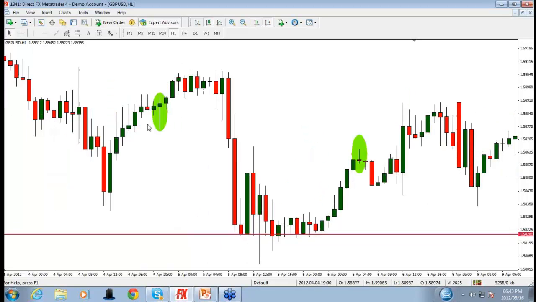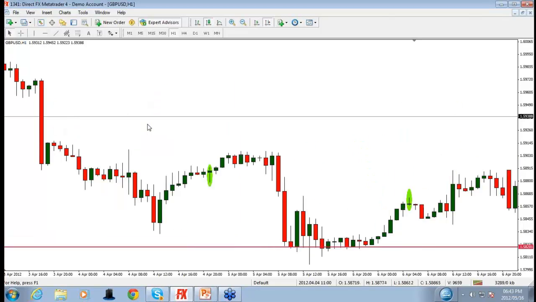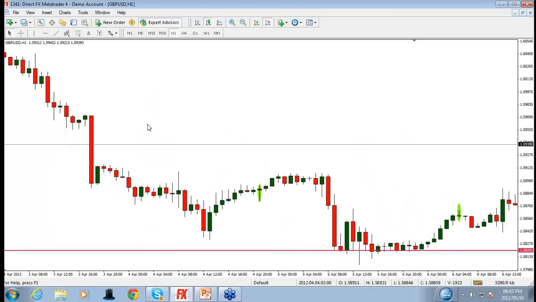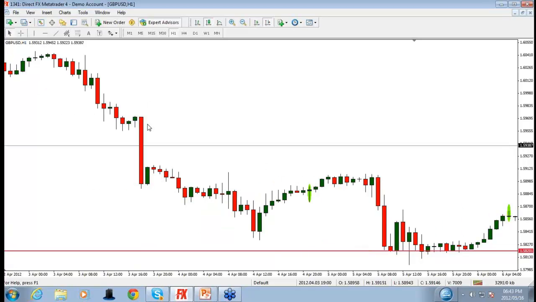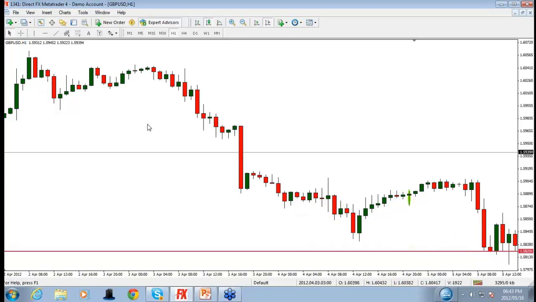So I'm just going to show you how I trade this pin bar system. The first thing that I do, usually it works in a trend. So for a downtrend, I'll be looking for a pin bar. I will be looking for a bearish pin bar. That's the first thing you need to look for in a downtrend. For instance, this is a downtrend. You can see price is moving downwards. So we'll be looking here in this trend for a bearish pin bar.